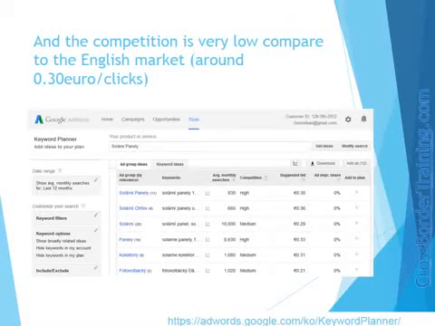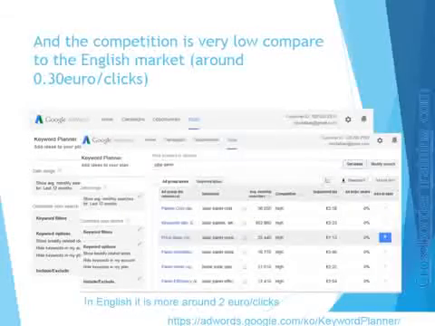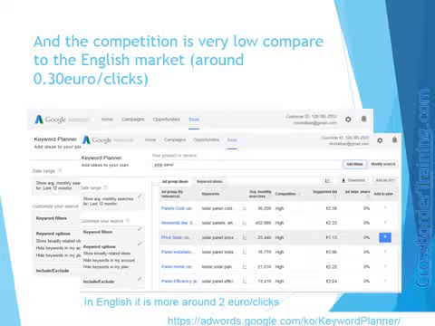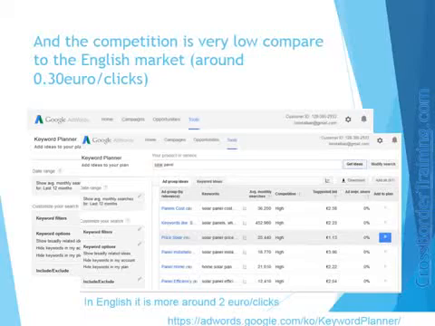So here, on top of the fact that there is a huge traffic about solar panels in the Czech Republic, you can see that in AdWord planner, the cost per click is very low in Czech. It's just 30 cents, 30 euro cents. If you type the same request in the English market for solar panel, it's around 2 euros. Some of them here, like panel installation, are at 4 euros. So between 30 cents and 4 euros, it's 15 times more expensive.